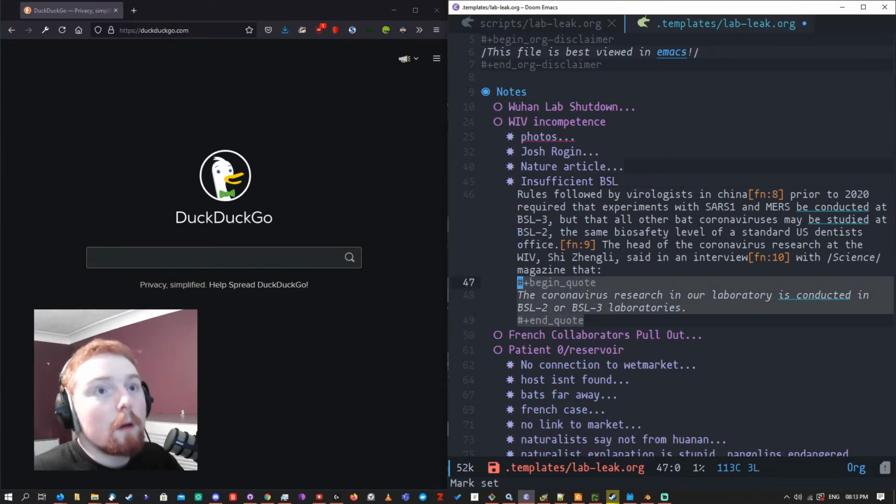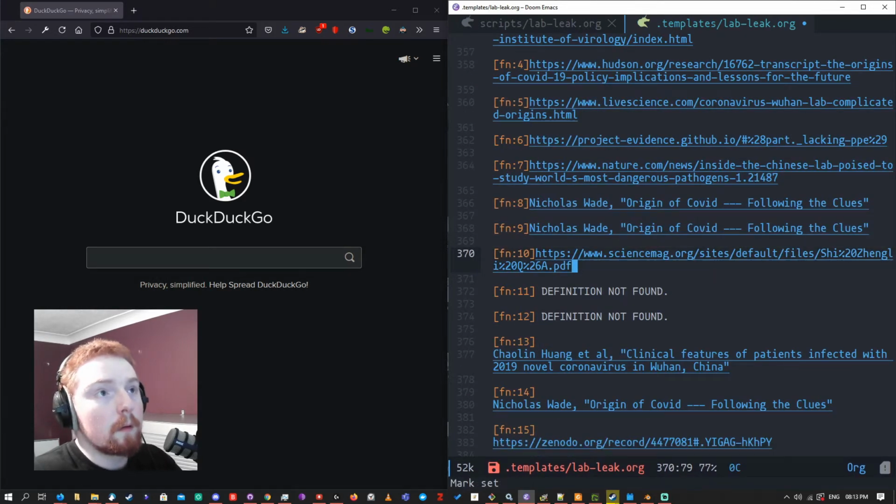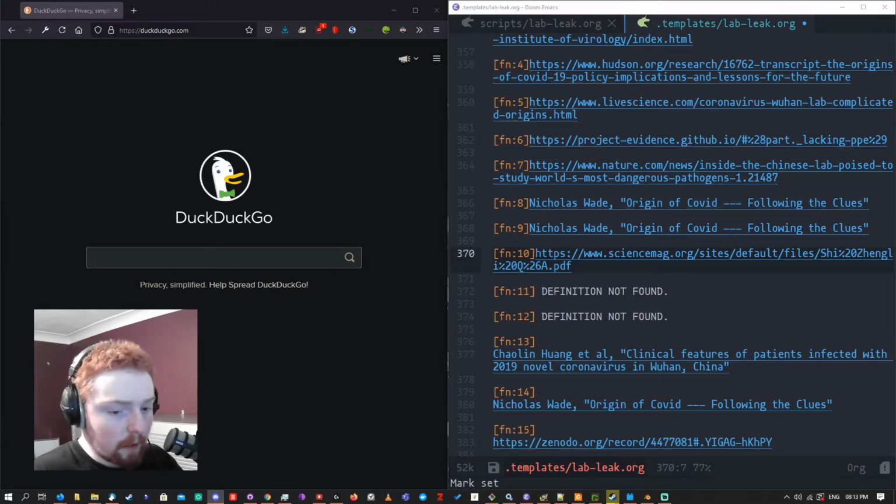But wait, they conduct their research in another part of the Institute of Virology that doesn't have BSL-4? How does this work? The Wuhan Institute of Virology has a number of labs. They do have a BSL-4 lab, that's one of their labs, but it was in fact down at the time this all went out.